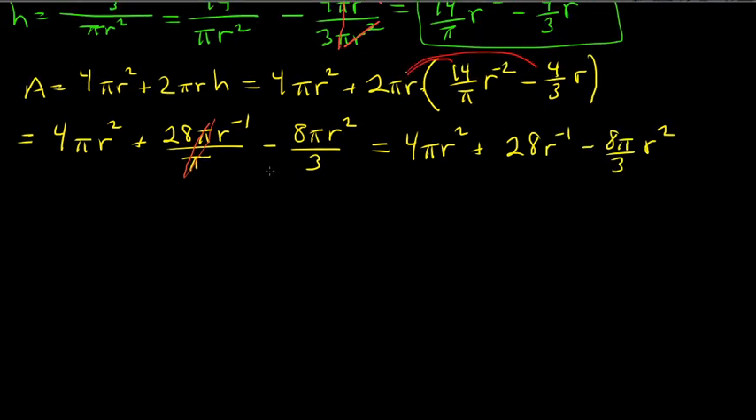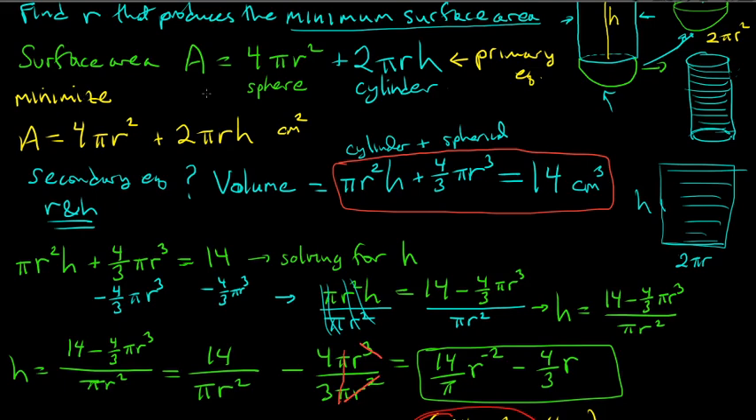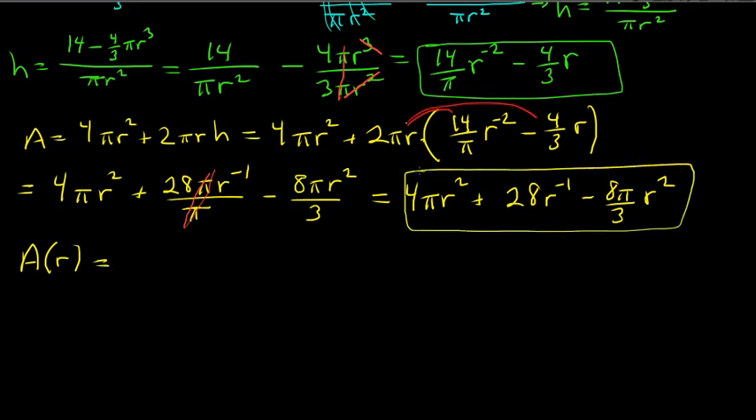Okay, so this is still my primary equation. This is the surface area. Yep, surface area. We want to minimize this. So the area as a function of just r by itself is this thing here. And, you know, you don't have to, but look, we have two like terms here, r squared and r squared. So all we're going to do is take the 4 pi and subtract 8 pi over 3.